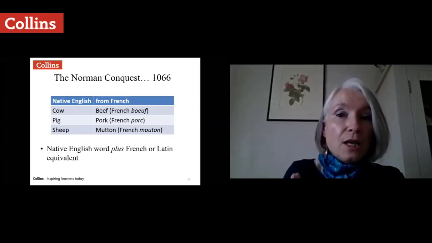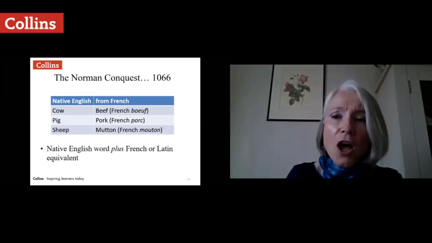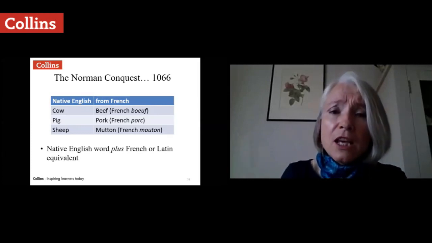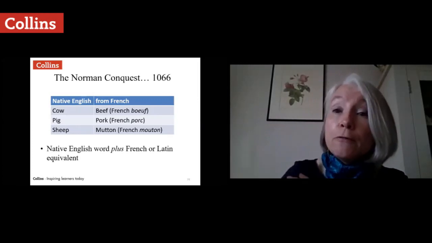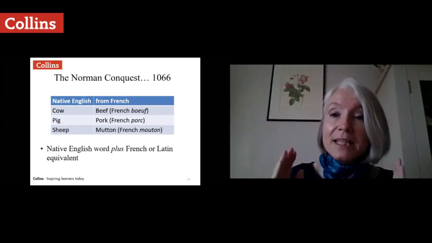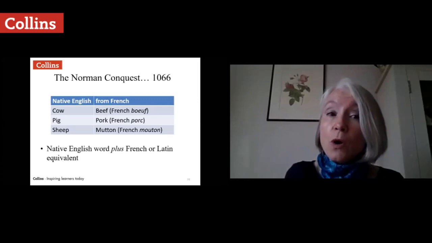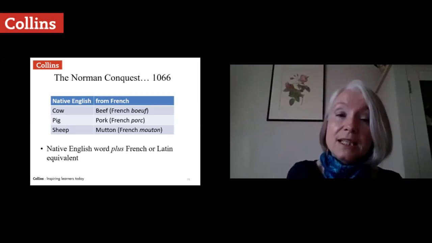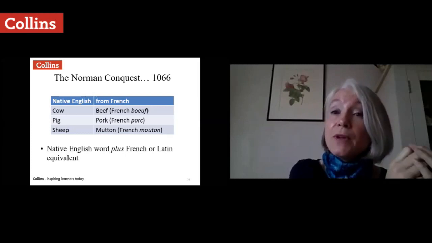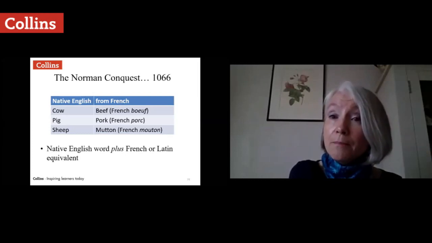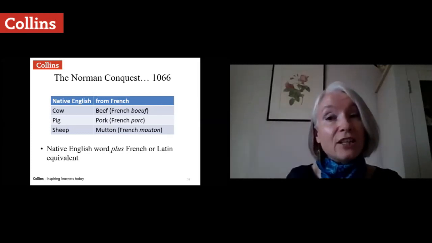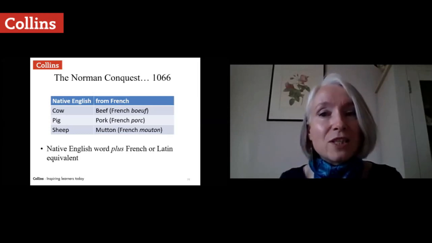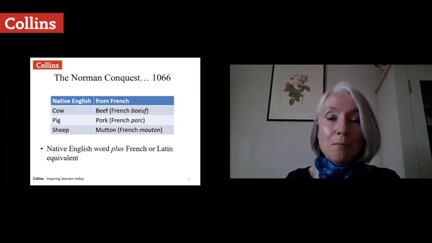When they were indoors in castles and manor houses, they heard their French lords and masters shouting for bœuf, pork, mouton, calling for food to eat. So in the minds of the English, the original English words became associated only with the animal in its live form in the field to be looked after, whereas the words that came in from French became very firmly associated with what their masters wanted to eat: beef, pork, and mutton.